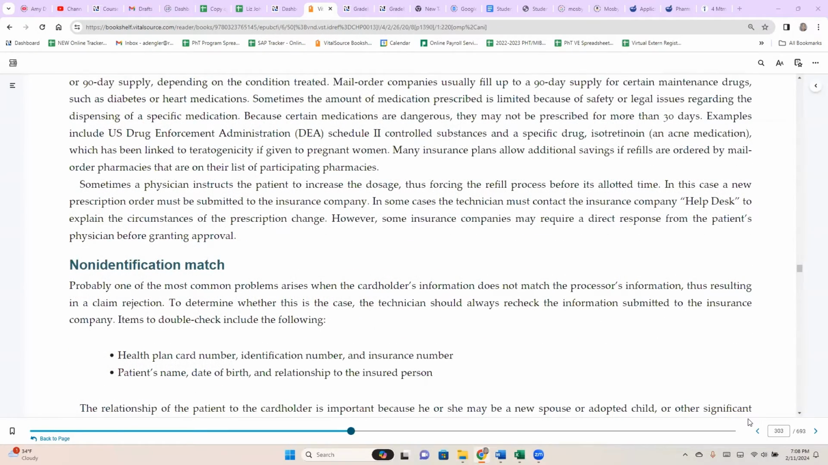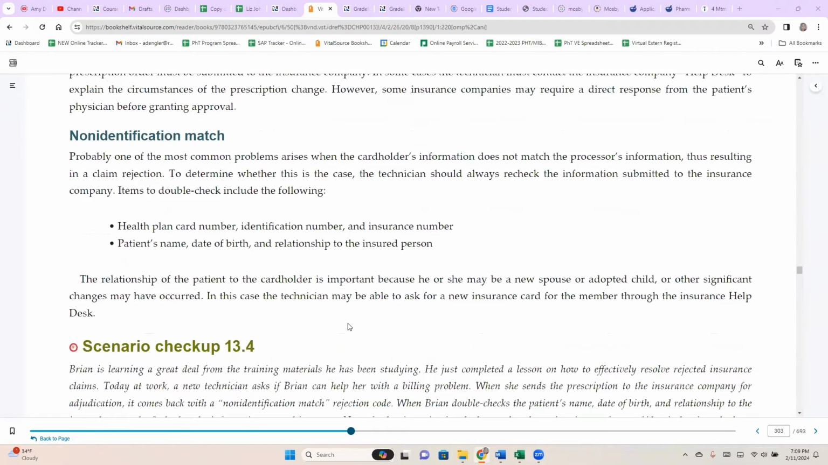Probably one of the most common problems arises when the cardholder's information does not match the processor's information, resulting in a claim rejection. To determine whether this is the case, we should always recheck the information submitted to the insurance company, like the health plan card number, the identification number and insurance number, the patient's name, date of birth, and relationship to the insured person.